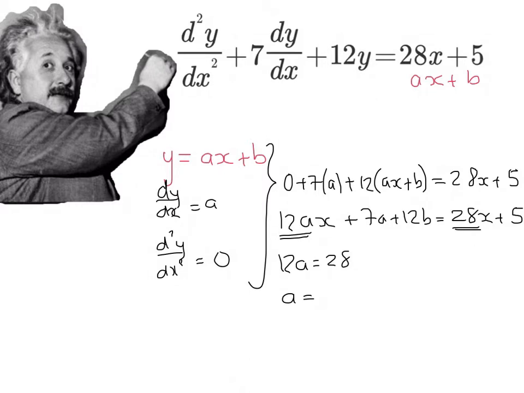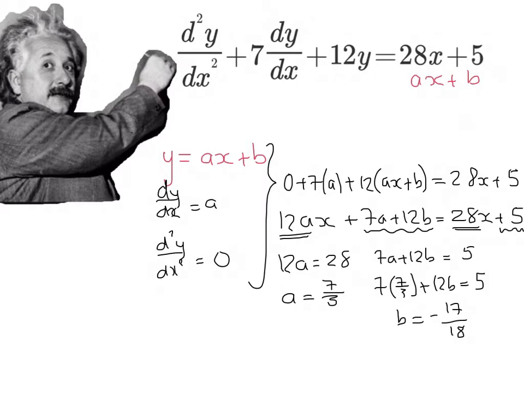Okay, numbers. 7a plus 12b has to equal 5. And I know what a is. It's 7 over 3, plus 12b equals 5. And if you rearrange that, you get b is minus 17 over 18. Woohoo, we found our particular integral. It's going to be the thing that works, and I will check it in a minute, but I'm pretty confident it is 7 over 3x minus 17 over 18. Now that was a far more intelligent way of finding it than just guessing loads of different things and hoping to hit upon it. Let's just check it does work.